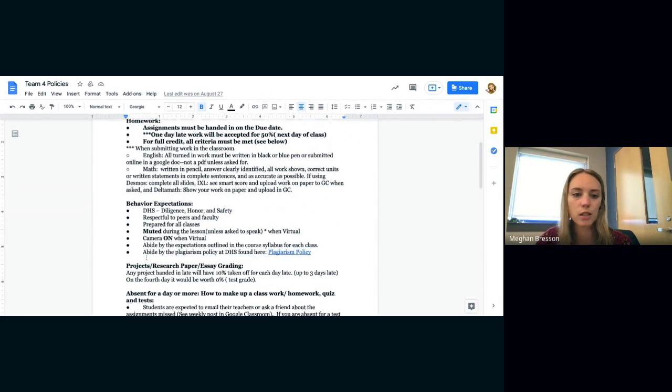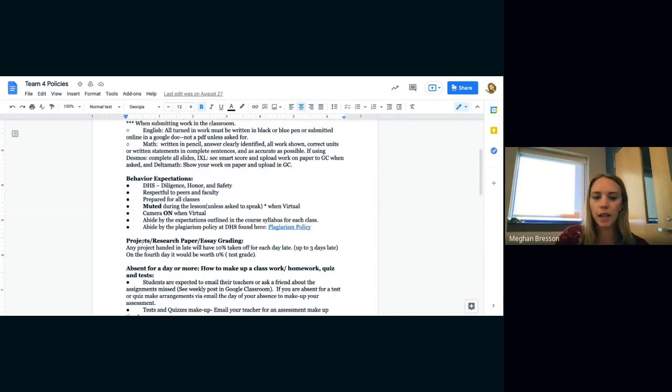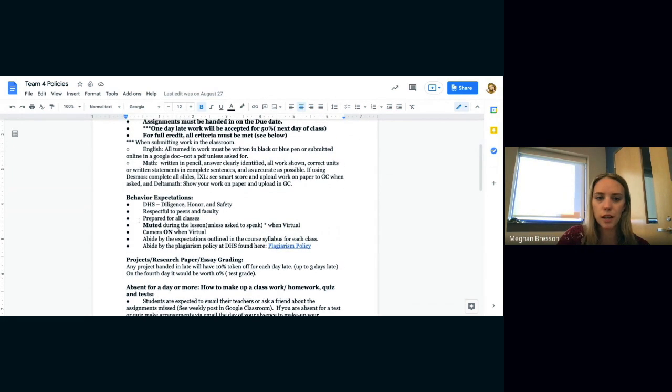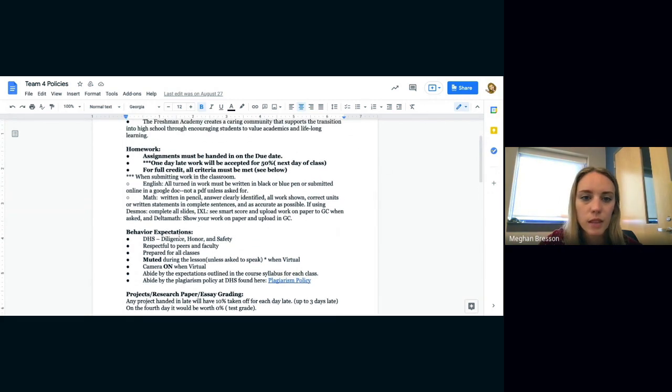I'm just going to go over the grading for any project that is late. That's 10% taken off for each day, up to 3 days, and on the fourth day, it would be worth 0%. So that is for a project, research paper, essays, and labs. Regular homework assignments must be handed in by the due date and by the due date time. Any work that is late is accepted for 50% the next day of class, but after that point, it becomes a 0.